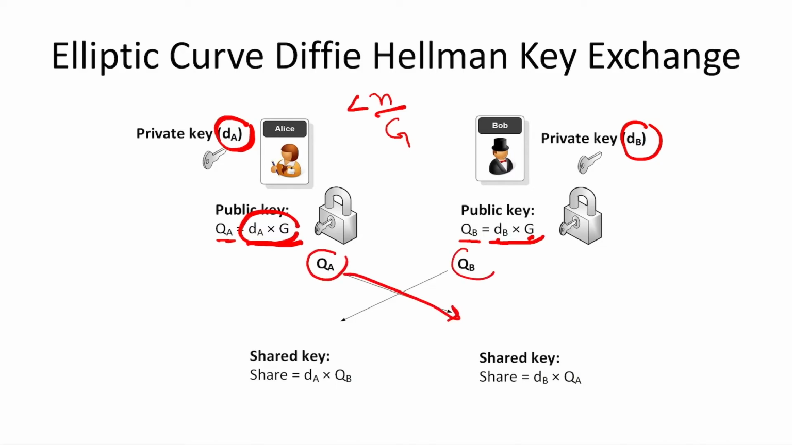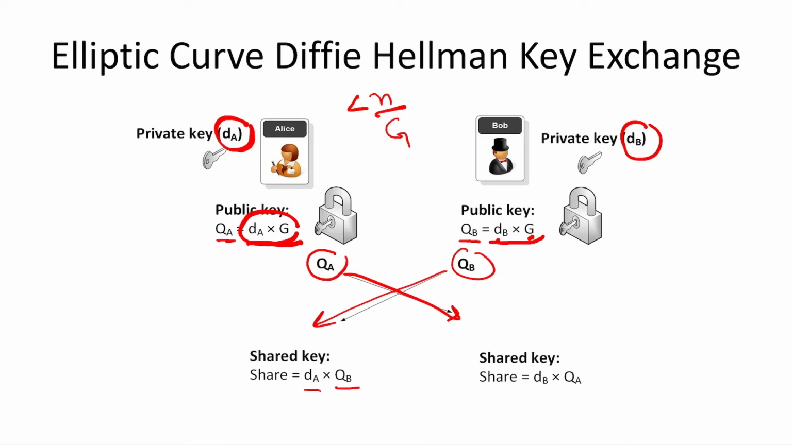So the next step would be then to exchange their public keys. So Alice will send QA to Bob, and Bob will send QB to Alice. So now Alice will calculate the shared key by mixing her private key with Bob's public key. So Alice will do dA times QB. Again, over here, dA is a number, QB is a point.